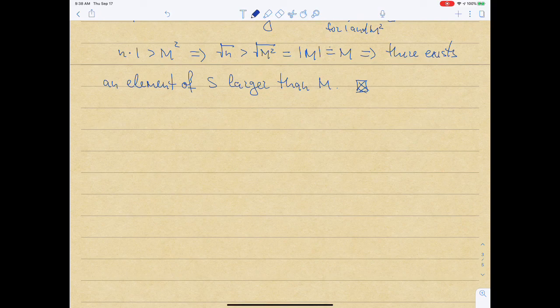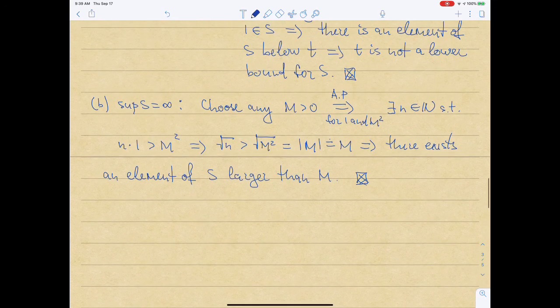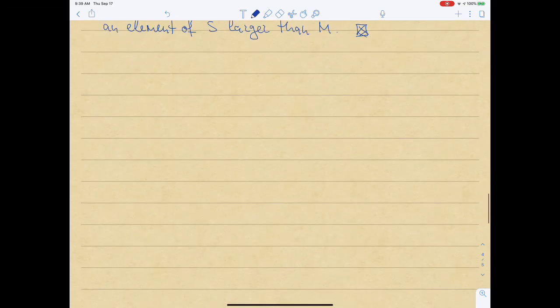Next, I want to talk about a couple more results. So I think this would be number 6. And that's not necessarily going to refer to the case when the supremum was equal to infinity. So the next two results are going to be true regardless of what supremum and infimum of your set are.